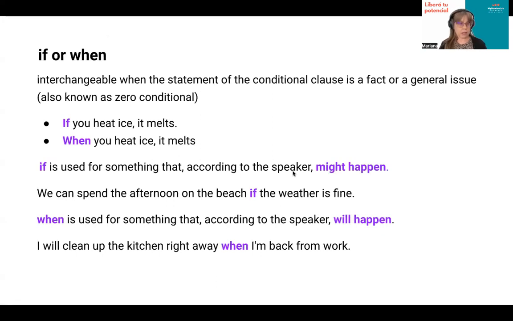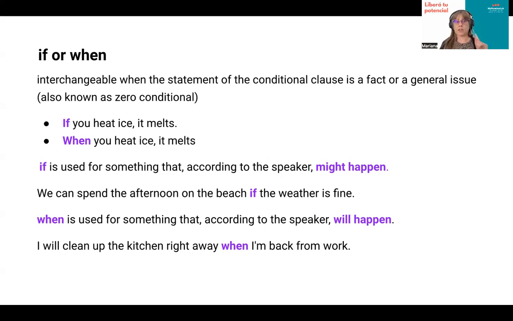Now, if or when are also interchangeable when the statement is a fact or a general issue. Like, if you hit ice, it melts. Or when you hit ice, it melts. This is a case of a zero conditional. If is used for something that, according to the speaker, might happen. We can spend the afternoon on the beach if the weather is fine. So if the weather is not fine, we are not going to spend the afternoon on the beach.